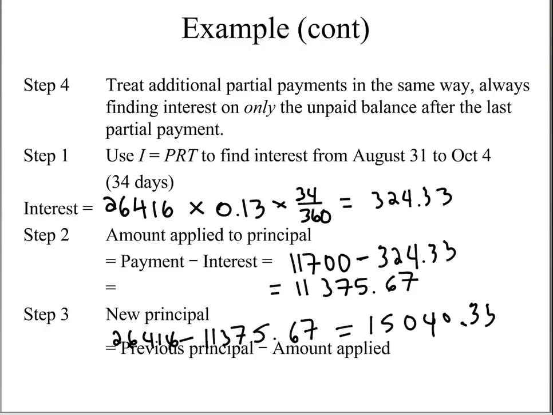Okay. So the $11,375.67 is deducted from the $26,416. This is how much money I now owe: $15,040.33. All right.